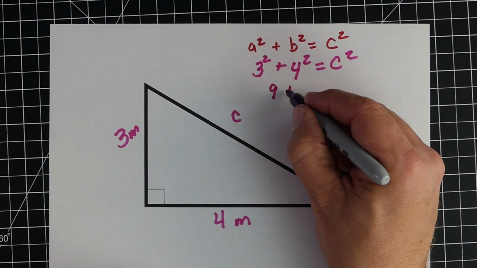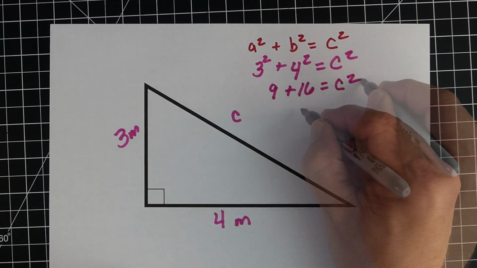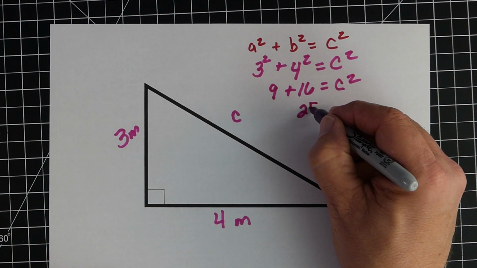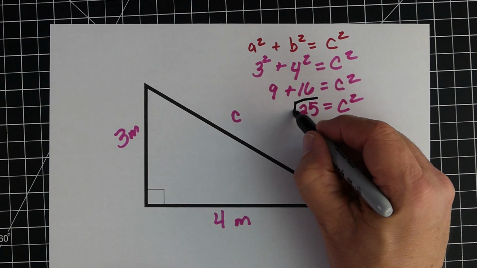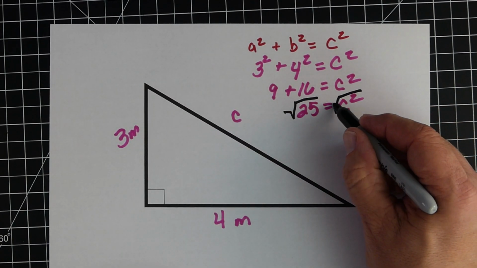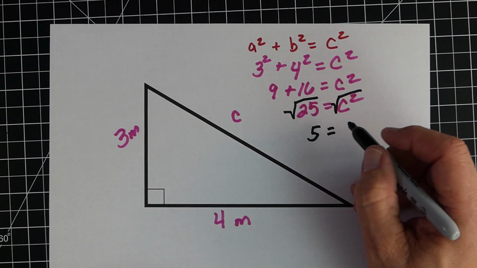As we said earlier, we know that 3 squared is 9, 4 squared is 16, equals c squared, and we know 9 plus 16 is 25. Now, some people would think 25 is the answer to c. It's not. It's what c squared is. So we find the square root of both of these. The square root of 25 is 5, and the square root of c squared would just be c. So here's another example of this.